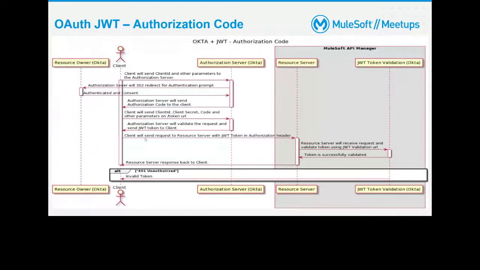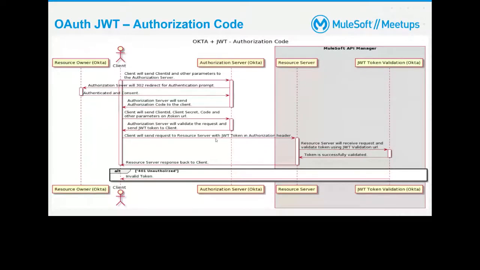Now the client will send the request to the resource server, that is, it will call the MuleSoft API, and it will also send the JWT token in the authorization header. The request will come to MuleSoft, and we have applied a JWT validation policy in API Manager. In that JWT validation policy, we give a JWT token validation URL.